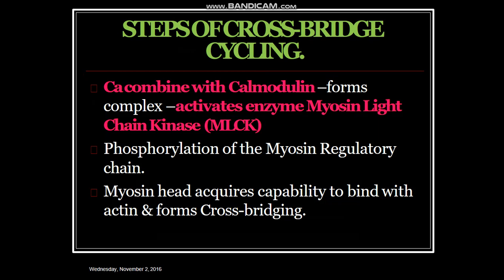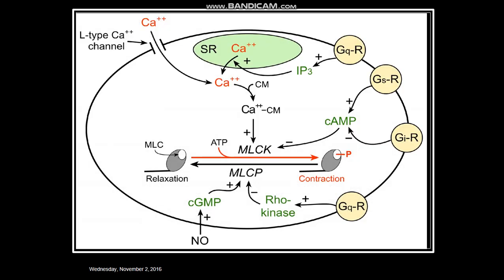Steps for cross bridge cycling. Calcium combined with calmodulin forms a complex, activates the enzyme myosin light chain kinase, MLCK. Phosphorylation of the myosin regulatory chain. The myosin head acquires capability to bind with the actin and forms a cross bridge. See, this is the enzyme which will cause the kinase activation.